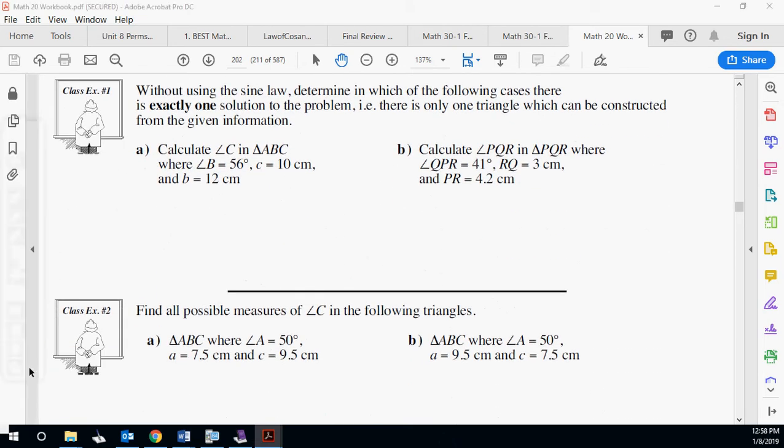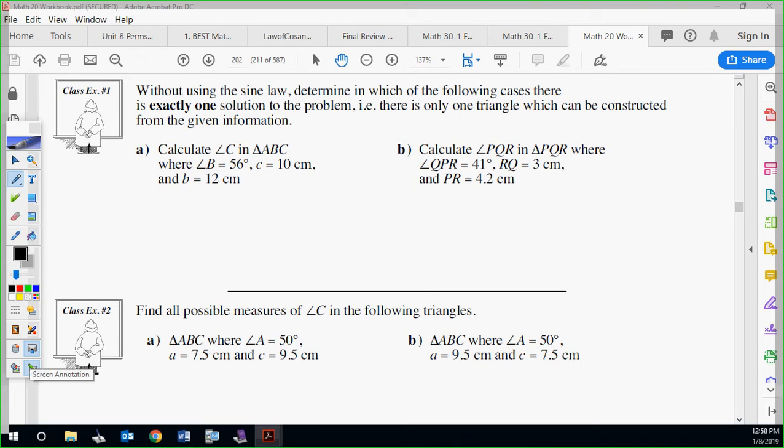All right, let's try it. Without using the sine law, determine which of the following cases there's exactly 1 solution. They don't want you to solve here. They want you to set up and say 2 answers, 1 answer, no answers. Okay? So let's just calculate angle C, even though you're not supposed to. So you still can sketch it. So we have ABC. Let's just draw ABC here. Remember you're drawing it not to scale, so it could look off, just for reference. So side B is 12, side C is 10, and angle B is 56.